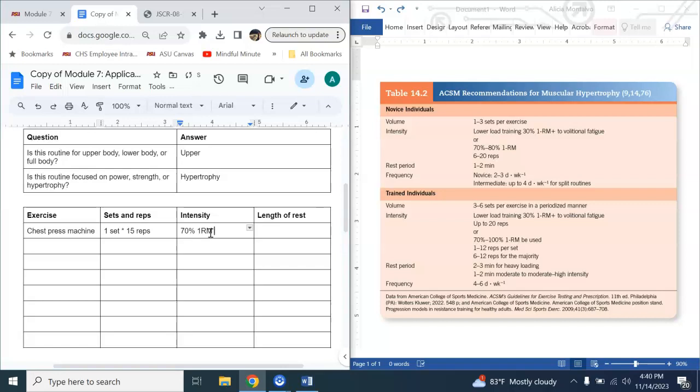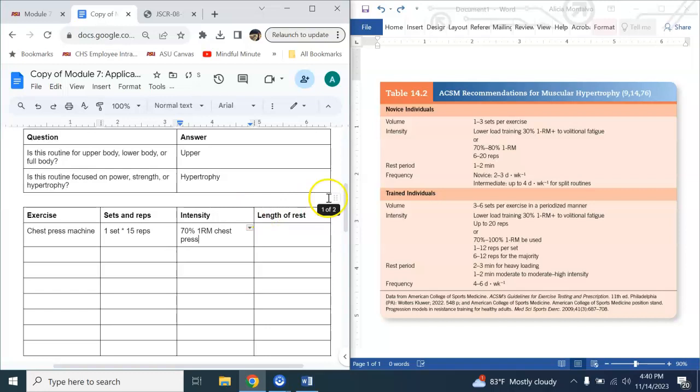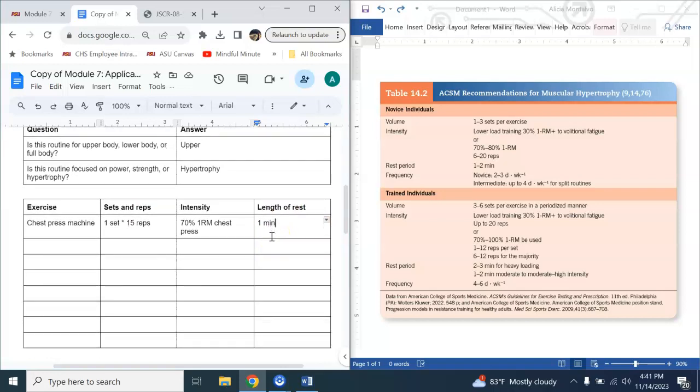Bench press or chest press. I'm going to go over how you would handle this in other scenarios, but we'll just do this right now. Then the length of rest I have is 1 to 2 minutes. Well, since this person is only doing 1 set, I'm only going to prescribe 1 minute of rest. In all honesty, if I had prescribed 2 sets here, I probably would put 2 minutes of rest for this noob.